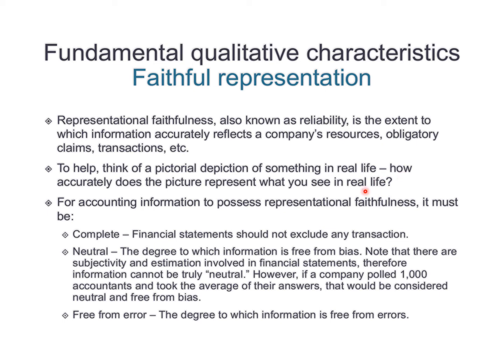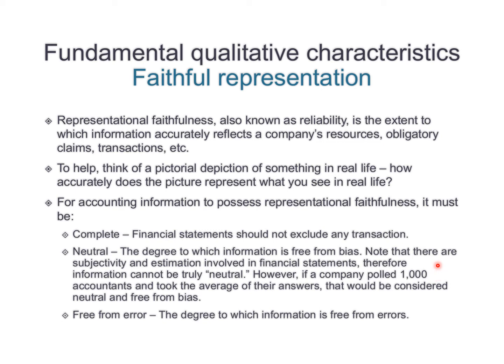Okay. So untuk accounting information tu jadi reliable ataupun be a faithful representation, it must be complete. So financial information tu tak boleh exclude any transaction, dia mesti sempurna. Neutral maksudnya the degree of information tu free from bias. Dia tak boleh ada bias terhadap sesuatu perkara. Okay, and then also free from error. The degree to which information is free from error.